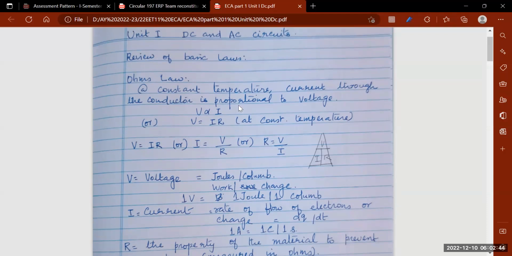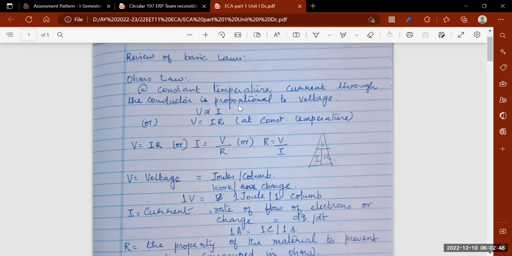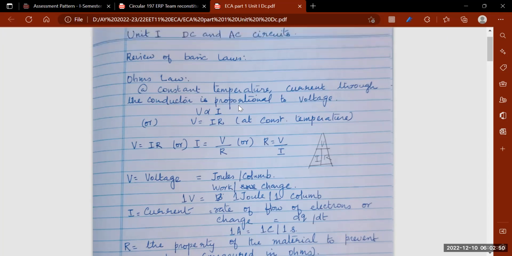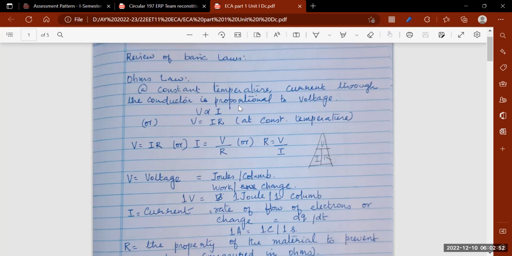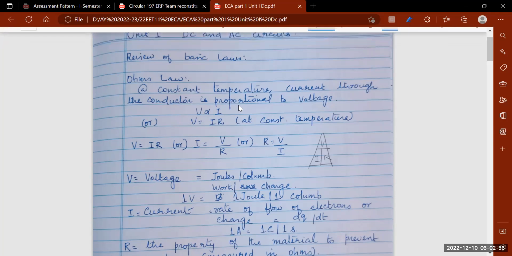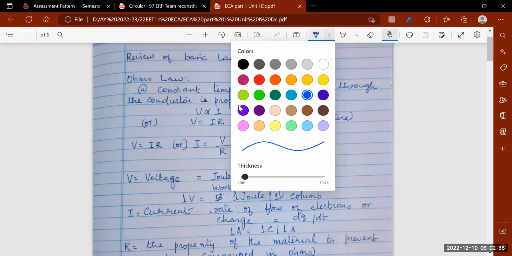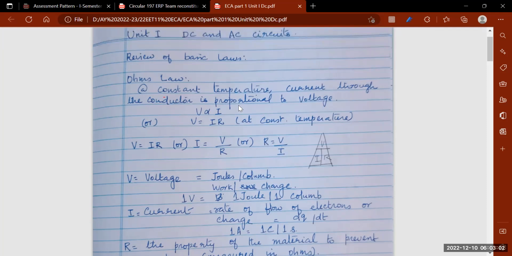Ohm's law states that at constant temperature, the current through the conductor is proportional to the voltage. So this particular phrase is very important. At constant temperature is very, very important to understand Ohm's law.